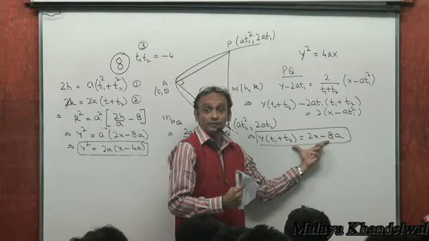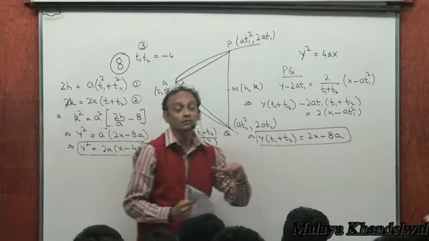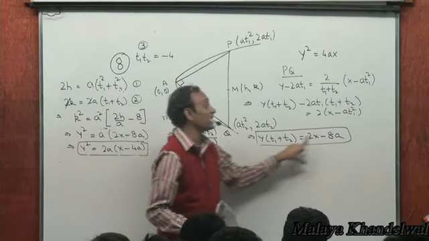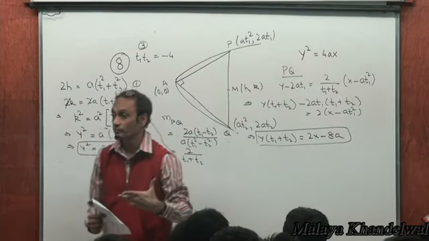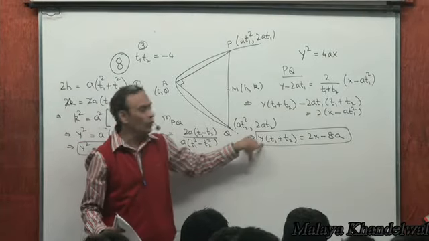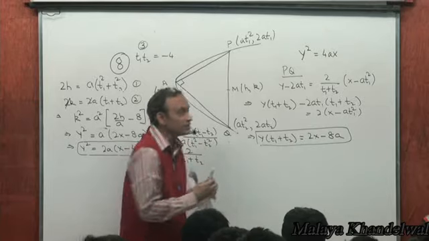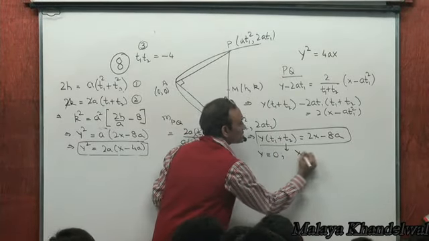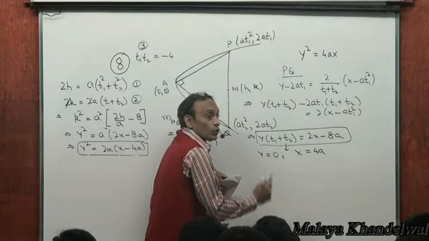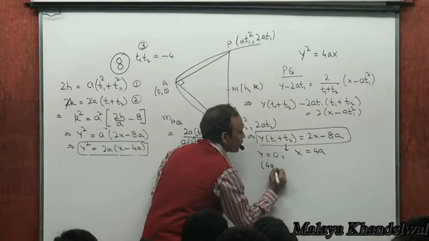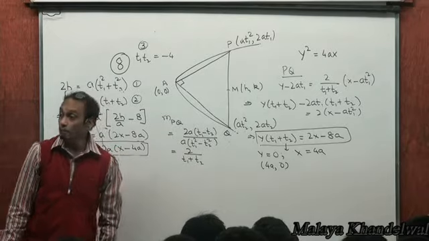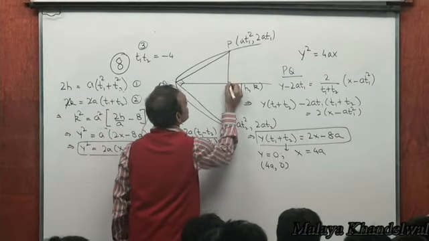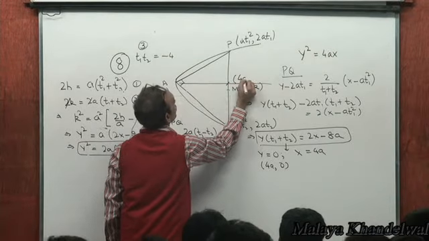So PQ is a variable line, but realize that if you put y equal to 0 for any point on this variable line, x turns out to be a constant 4a. See, plug in y equal to 0, what is x? 4a. That means all these lines will pass through 4a comma 0, yes or no? That means all these lines will pass through a certain fixed point on the axis, 4a comma 0.